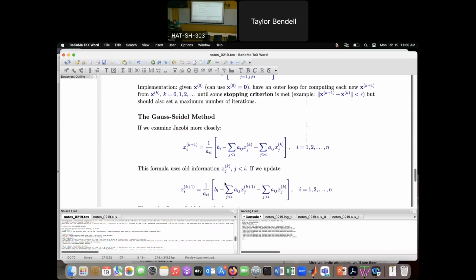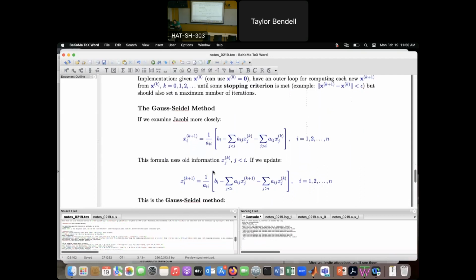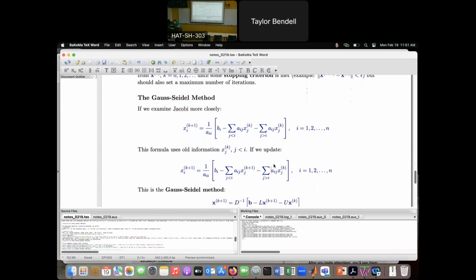So now I have this iteration that looks almost identical. The only change is right here. For these components, j greater than i, I haven't computed those components of xk plus 1 yet, so I have to settle for xk. So by making this change in the Jacobi method, changing the superscript here, now I have the Gauss-Seidel method. So that's the only difference between them.